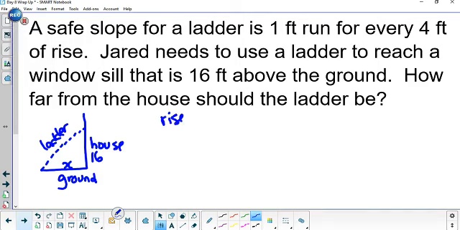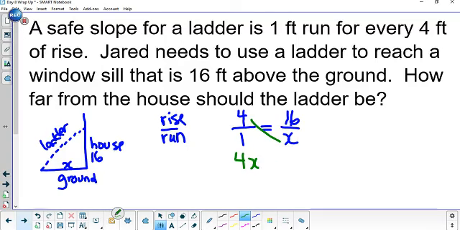Slope is rise over run, and we know a safe slope is 4 feet of rise over 1 foot of run. We know the rise to the windowsill is 16. We are looking for what the run should be. 4 times x equals 1 times 16, which is 16. Solving using inverse operations, we divide both sides by 4. 4 divided by 4 is 1, so 1x is just x. 16 divided by 4 is 4. So it should be 4 feet from the base of the house.